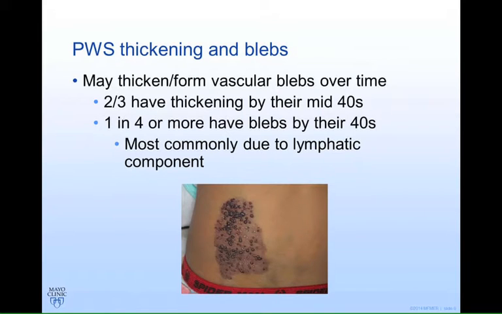So one of the most important and biggest concerns with these capillary malformations or port wine birthmarks is that they can thicken up and form these blebs over time. Those that have a lymphatic component are probably a bit more likely to form these blebs, and some people believe that actually the blebs are more lymphatic vessels rather than the capillary vessels. So by the time someone's in their 40s, 2 out of 3 will have some thickening, and 1 in 4, or even more than that, depending on the study, could have blebbing.